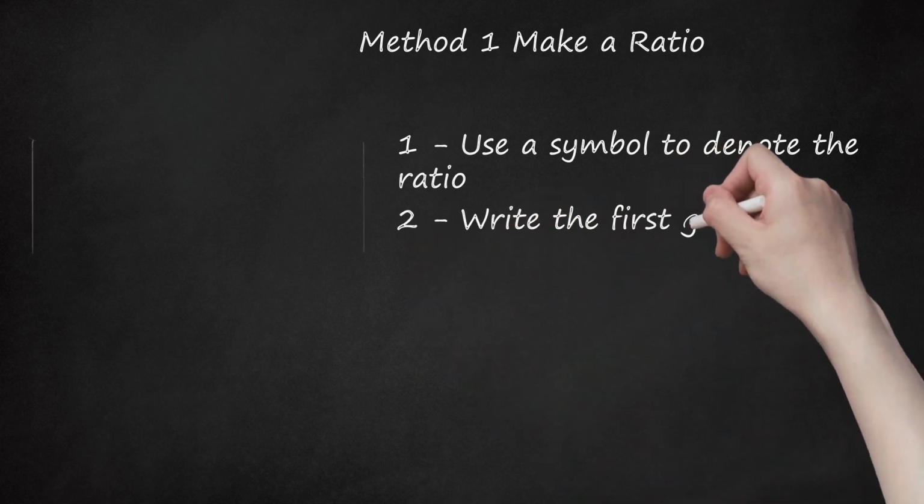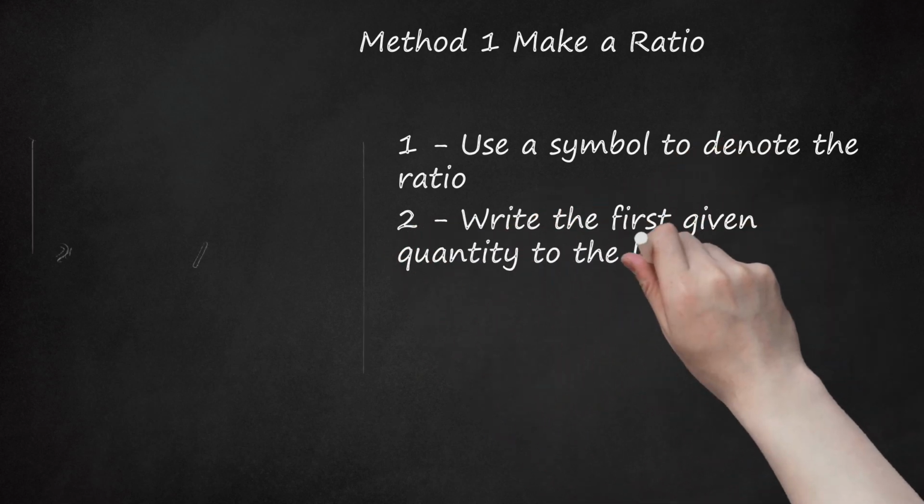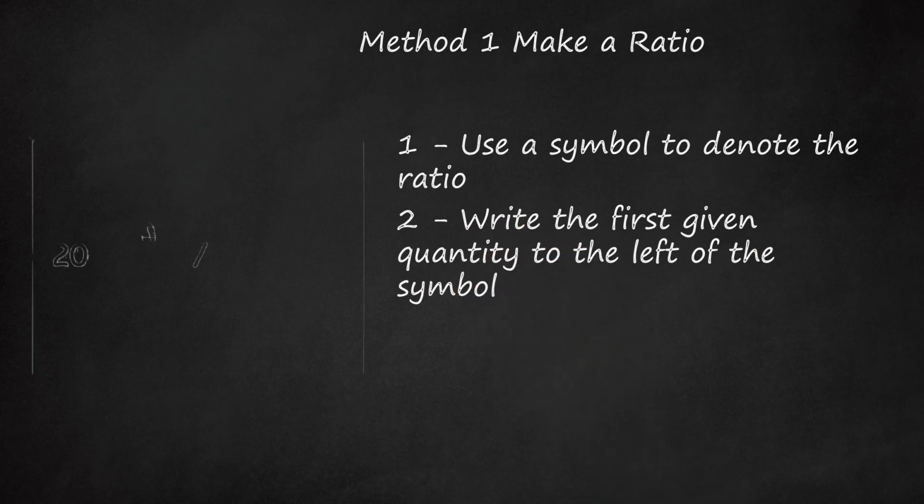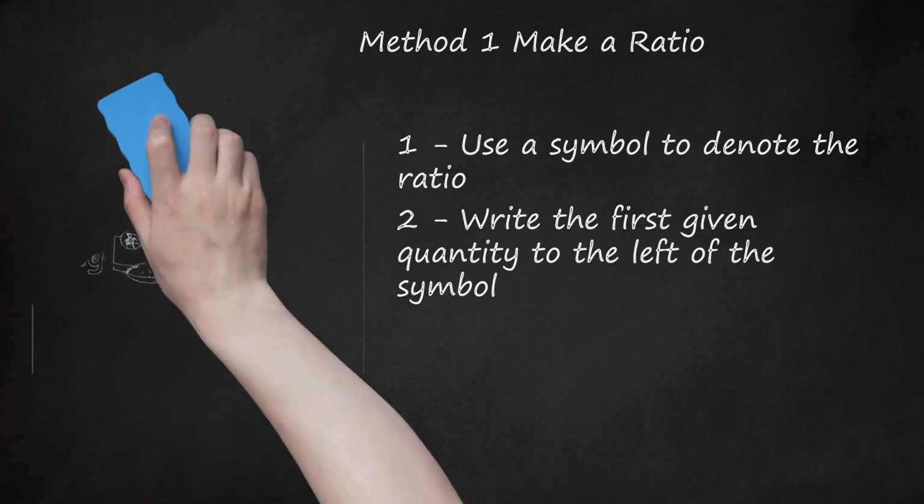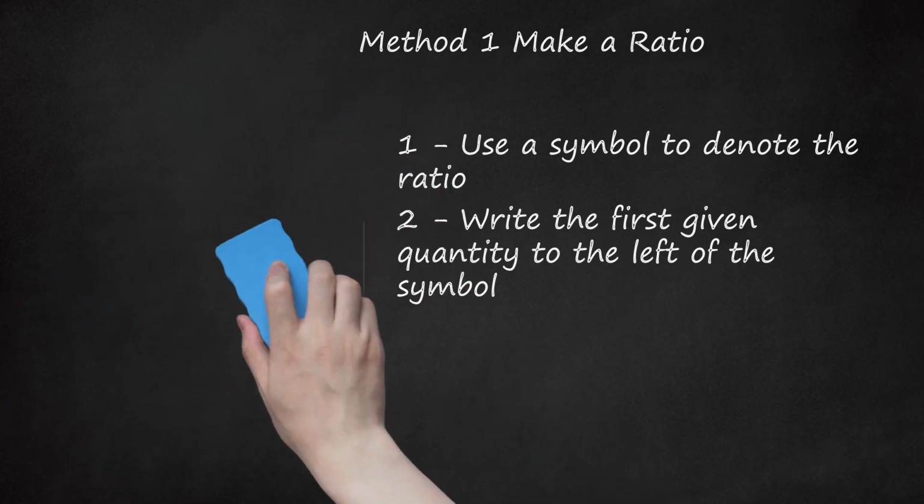2. Write the first given quantity to the left of the symbol. Write down the quantity of the first item before the symbol of your choice. You should also remember to state the units, or the thing you're working with, whether it's men or women, chickens or goats, or miles or inches. Example, 20 g of flour.